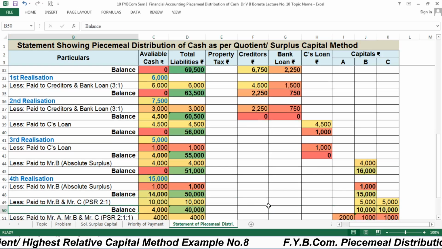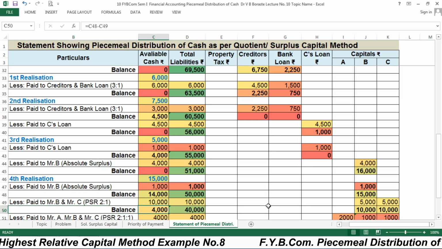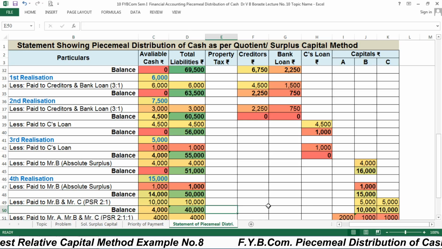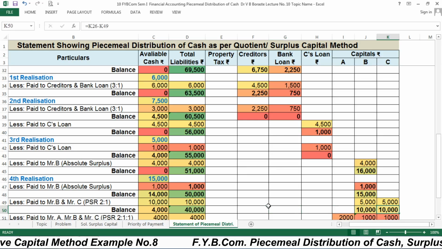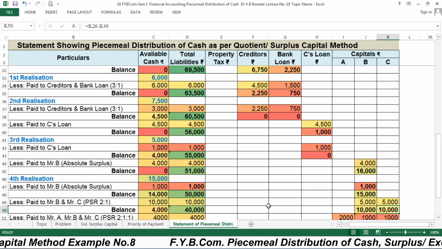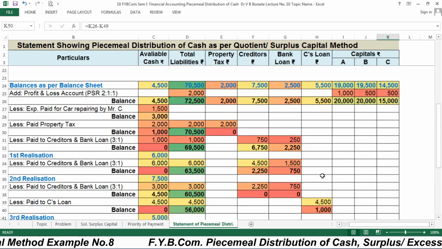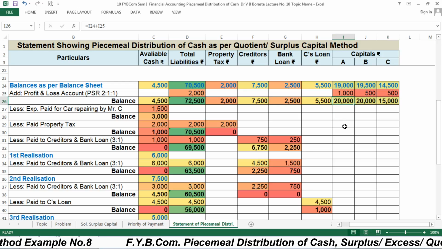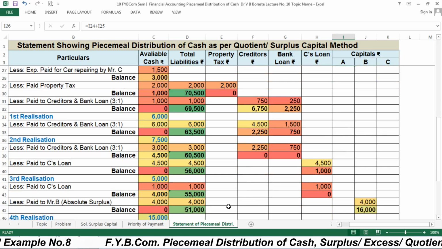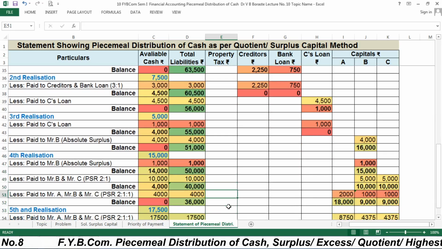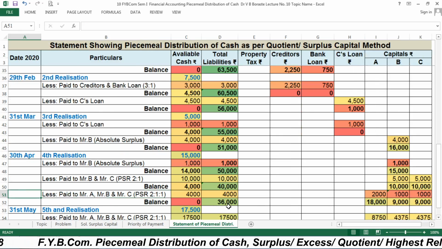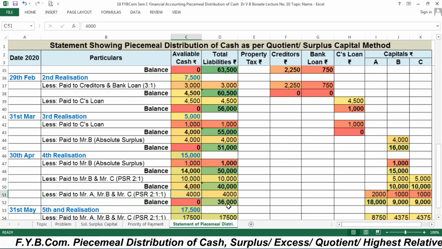Okay, now we have to calculate the balance. So in the next line, balance, our cash balance is 4,000, total liability is 40,000. Still we have to pay 10,000 to Mr. B and 10,000 to Mr. C. With this we have to pay 20,000 to Mr. A, but he doesn't have his number or his priority, so we are going to pay in the next step. Okay, now we have 4,000.